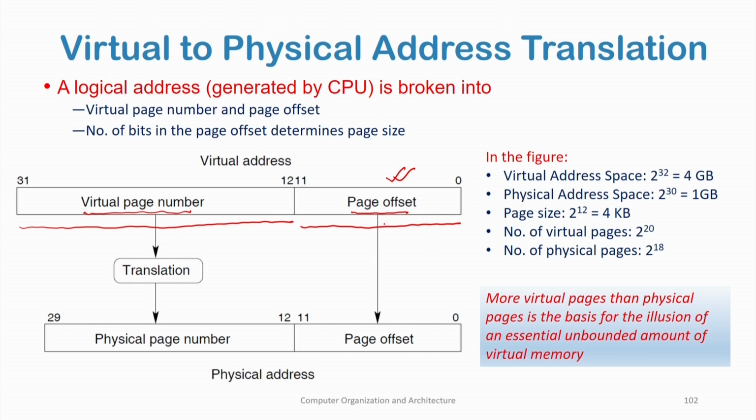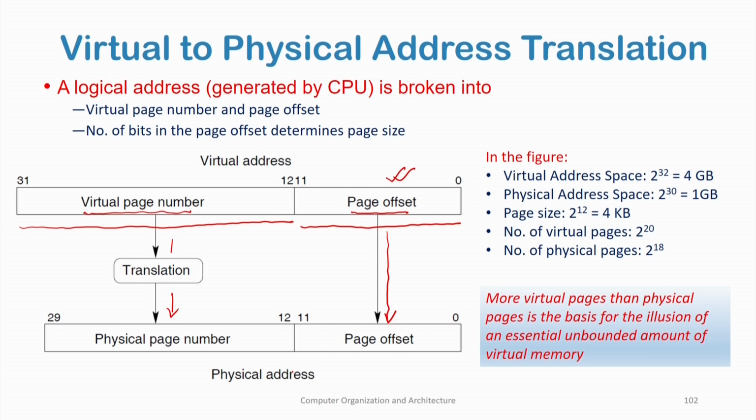Now, the page offset is translated as it is, because this part of the address tells me which byte within this page do I require, and this is translated as it is in the main memory. This does not change. The virtual page number, this part now goes through a translation process, and for that I generate a physical page number.